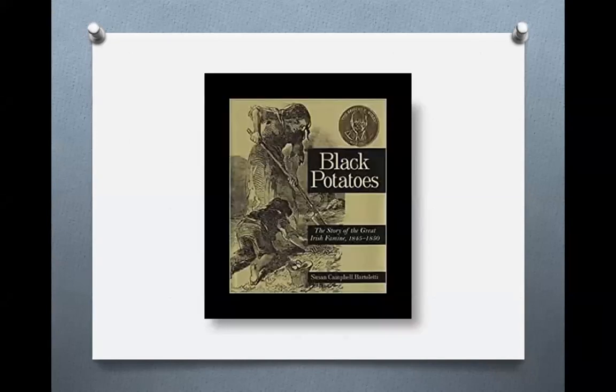Here's another book called Black Potatoes. How long-lasting were the effects? One effect of the famine was the bitterness and resentment it left behind. Another lasting effect was the scattering of the Irish people. By 1910, 5 million people had left Ireland for good. Today, Ireland's population numbers about 4 million, less than half of the amount in 1845. So how long-lasting were the effects? How important was it to the people at the time? How many people were affected? How long-lasting were the events?